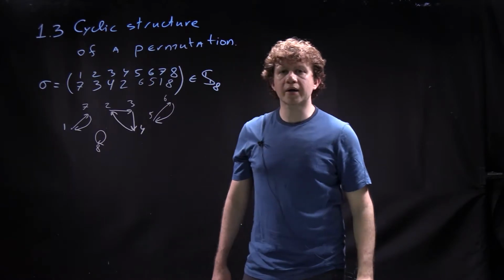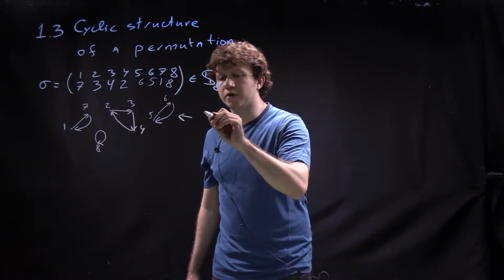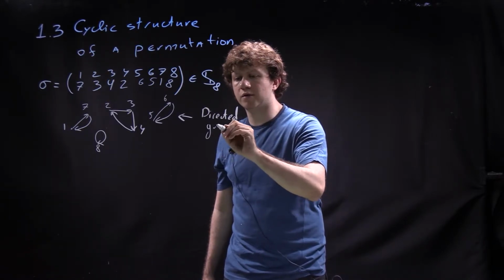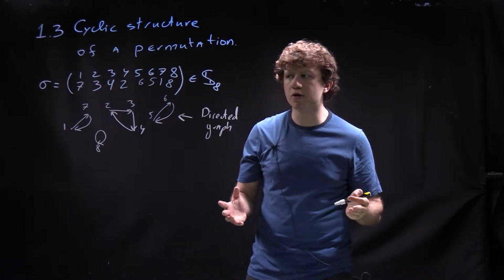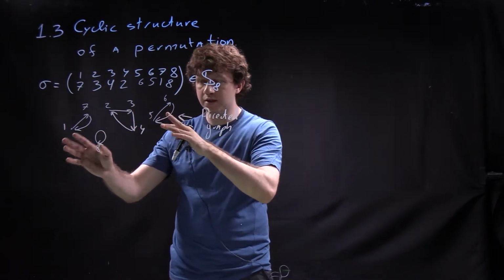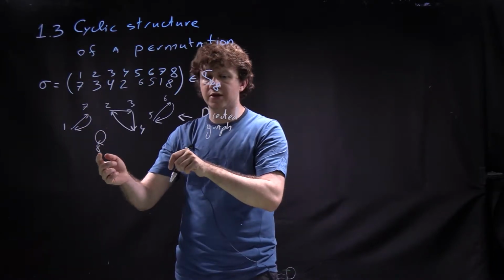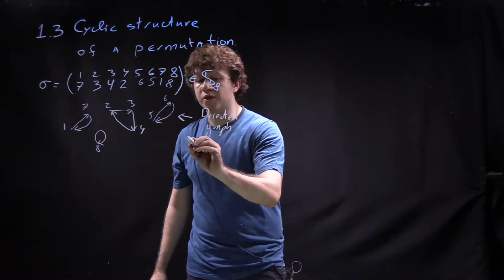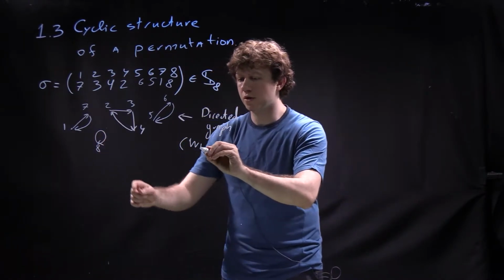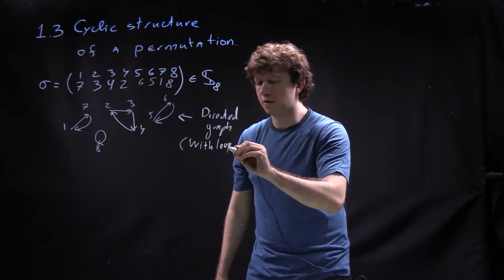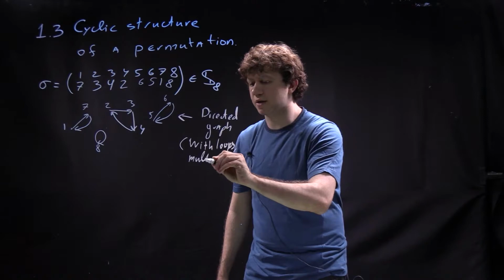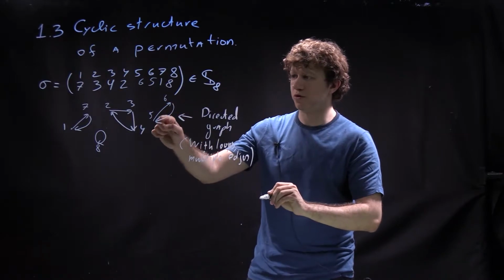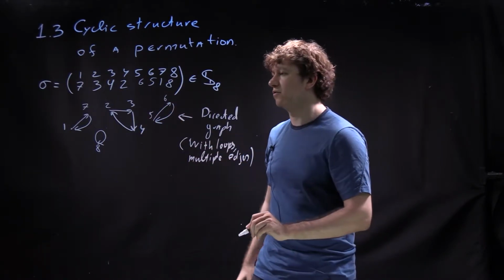Okay, so a quick remark. Such a picture in general is called a directed graph. We'll talk about graphs a little later, but a graph is a combinatorial structure which we usually picture as a bunch of vertices, so points, connected by edges. Directed means that these edges have a direction. This one also has what are called loops, and multiple edges, because there are two points connected by two arrows.